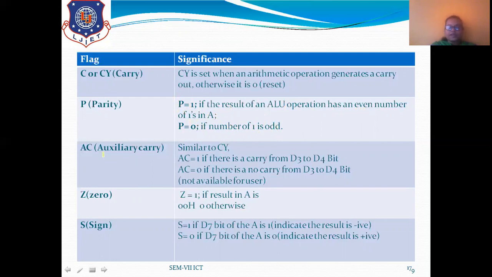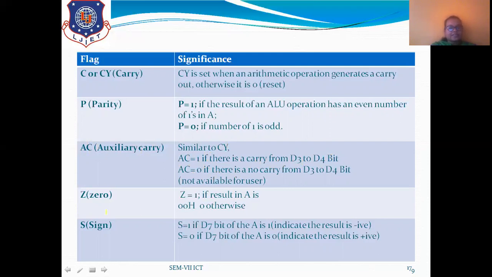Right, now the third flag, that is AC, the auxiliary carry flag. It is similar to the CY flag, but the auxiliary carry flag is checked when there is a carry from the D3 to the D4 bit, that is, a carry from the lower nibble to the higher nibble. So if there is a carry from D3 to D4, then the auxiliary carry flag will be 1. Otherwise, it will be 0.